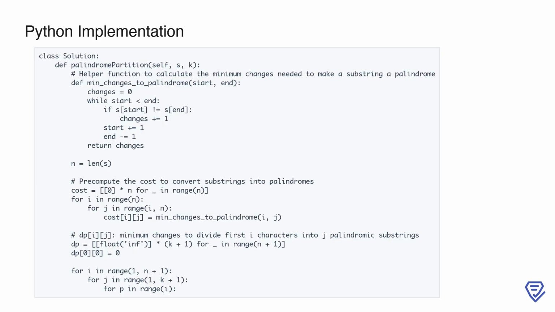After that, we define a 2D list DP where DP[i][j] represents the minimum changes required to divide the first i characters of the string into j palindromic substrings. We initialize DP with infinity to represent uncomputed states and set DP[0][0] to 0, as no changes are needed to partition an empty string into 0 substrings. Finally, we begin iterating over the string length and the number of partitions to fill in the DP table.